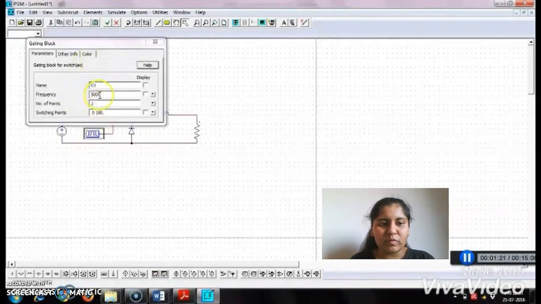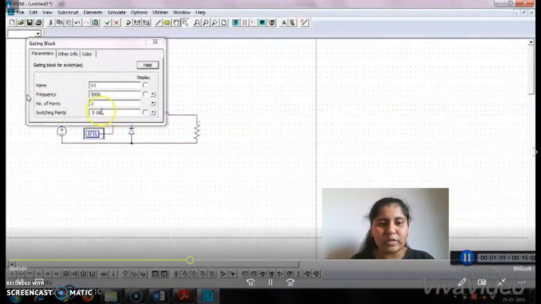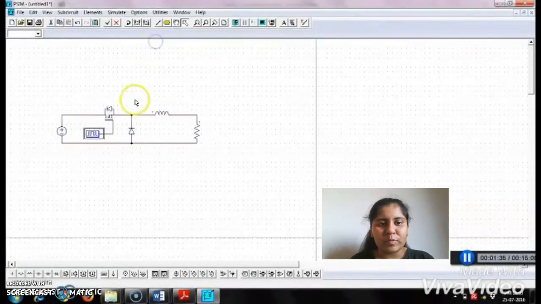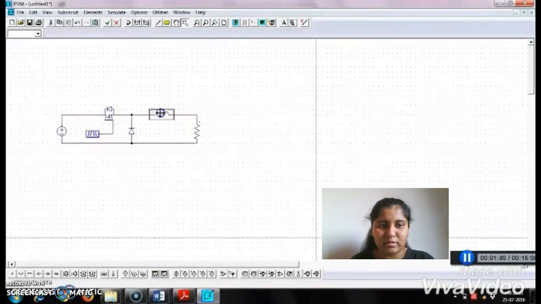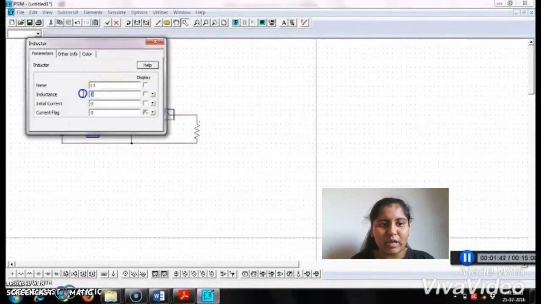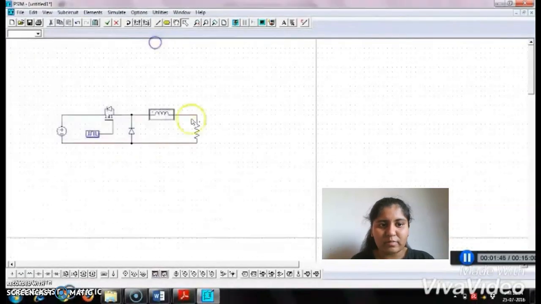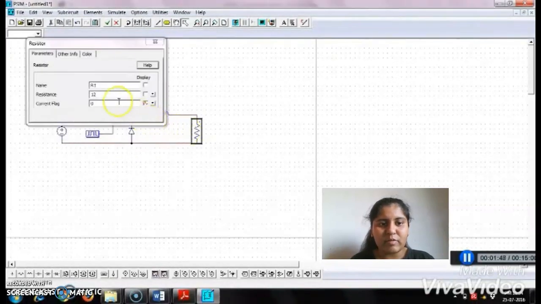Then the value of the gate frequency is 5000 and the number of switching points is 2. Here the switching points are 0 to 180, which is the angle. For a 50% duty cycle we have decided on the 0 to 180 angle. Then give the value to the inductance, which is 500 microfarad. And for the resistor the value is 12 ohm.